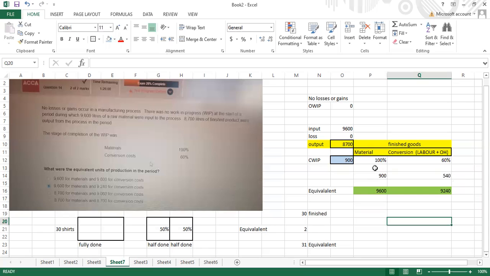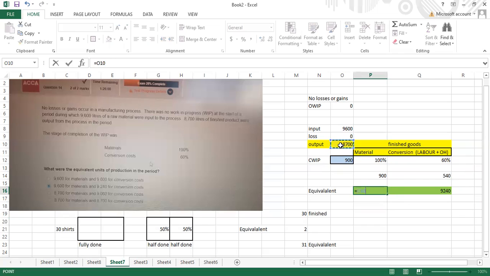So when you did this 900, it means this is completed from the material point of view, and the closing work in progress is fully done according to the material point of view, and 60% for conversion. So how did I calculate this? It's very simple. Simply take this and add it with this 900, and you will get the material equivalent unit, that is 9,600, which is the input, because it is 100% complete. This is finished and the remaining is also 100% complete, so obviously the answer is this.